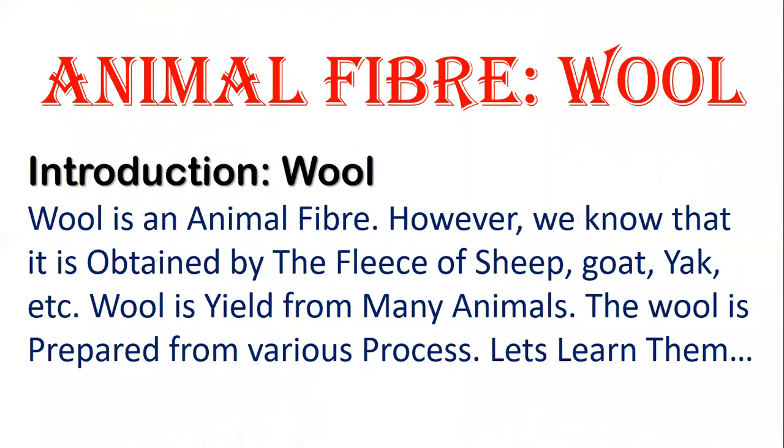Animal fiber wool. Introduction to wool. Wool is an animal fiber. However, we know that it's obtained from the fleece of sheep, goat, yak, etc. Wool is yielded from many animals. The wool is prepared through various processes. Let's see them.